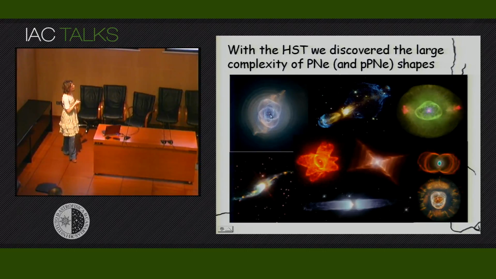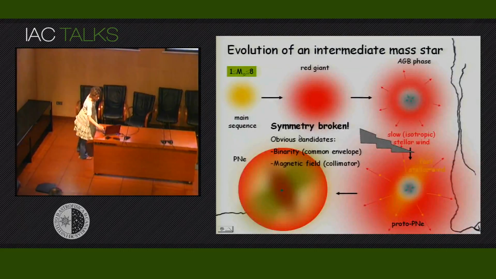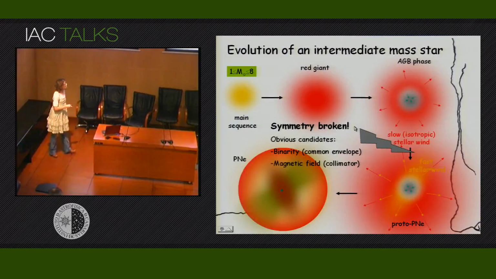So what happens between this AGB phase and this protoplanetary nebula phase that makes the winds become collimated or non-spherically symmetric? What is clear is that there is some mechanism, still not known, that breaks this symmetry.